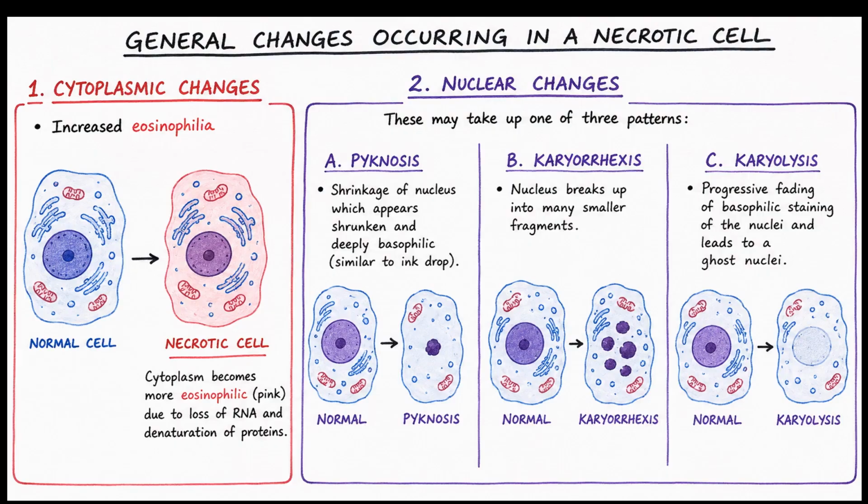And karyolysis, as I said, is the progressive fading of basophilic staining of the nucleus, which leads to a ghost nucleus. So the fading of the basophilic staining of the nucleus is what we call karyolysis. So it is very, very important for us to pay attention to the cytoplasmic and the nuclear changes.